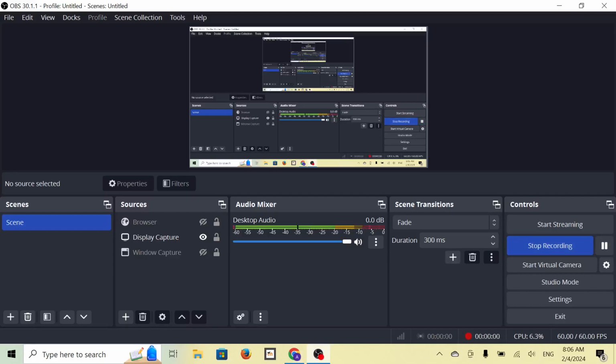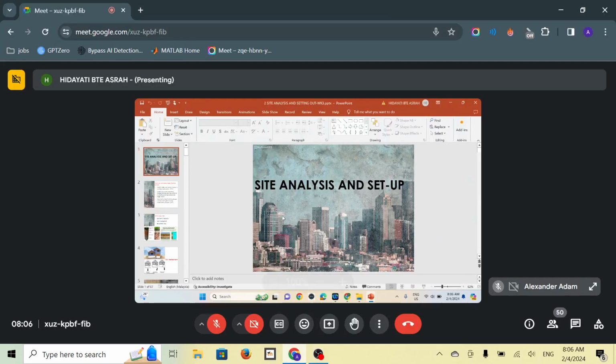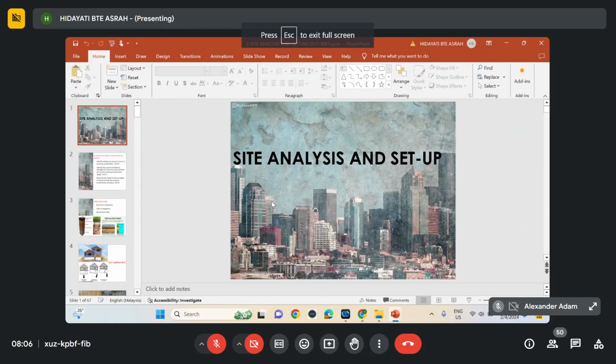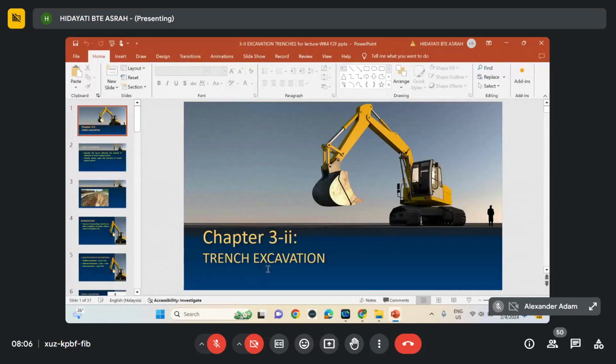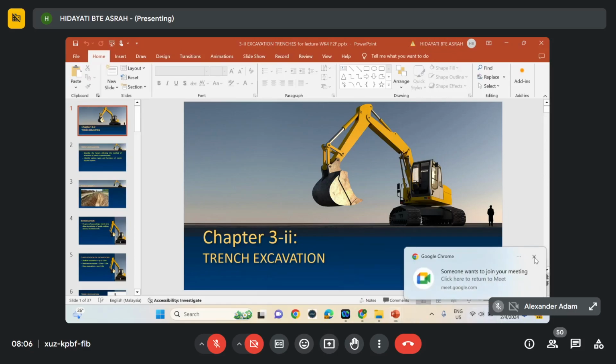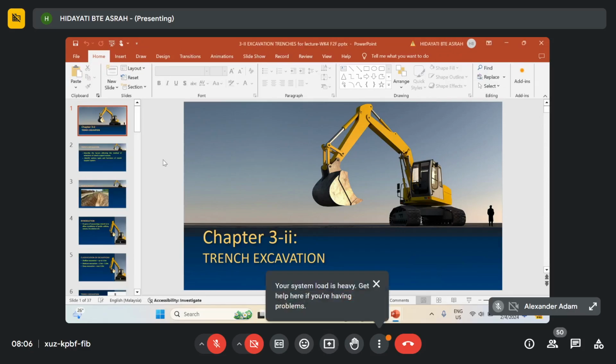Two topics. The first one is site analysis and setup. This one is actually for this week's lecture, and the other one is trench excavation. So this trench excavation is actually the topic for next week. But since next week we will be having the Hari Raya holiday, I'm thinking we're not going to have any class next week. So the topic for next week, I combine it with this week's lecture.